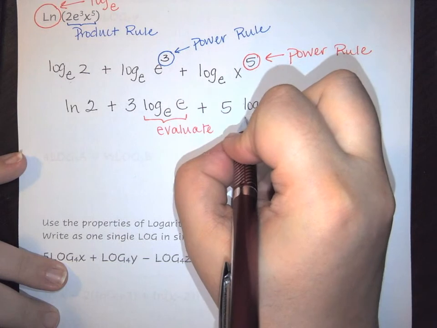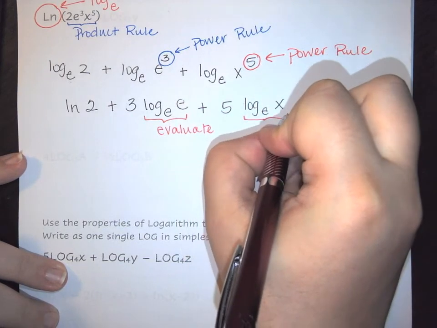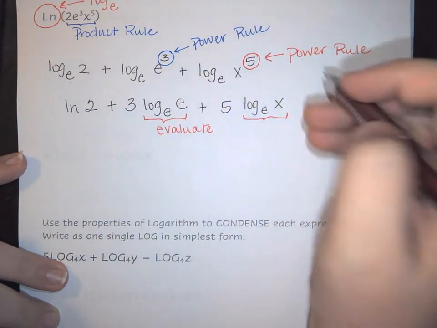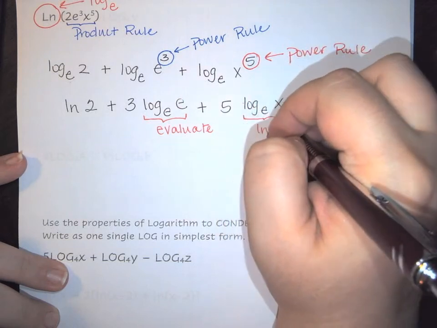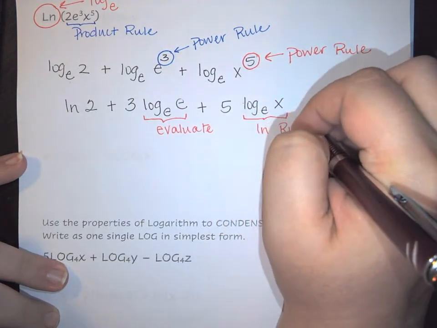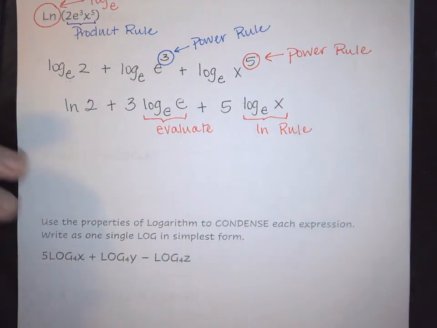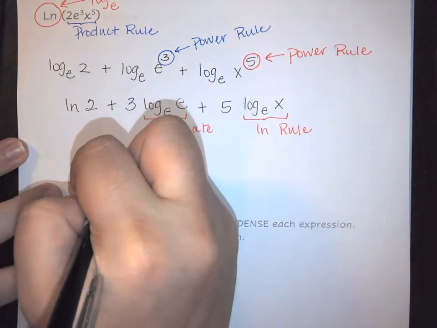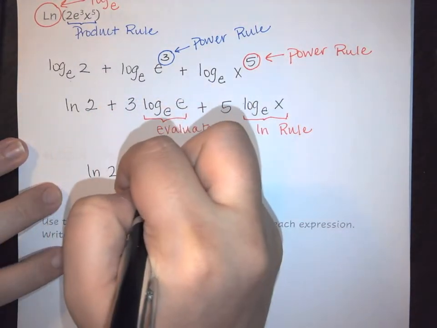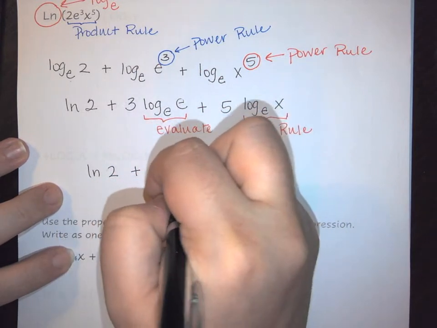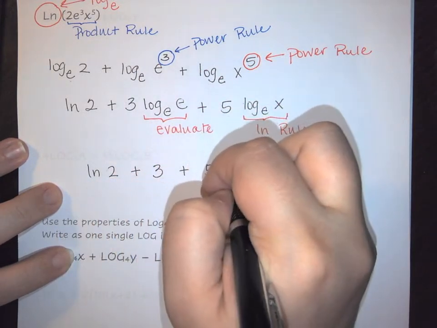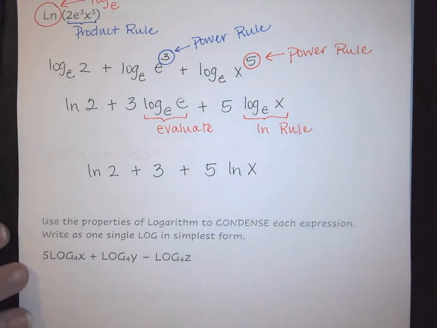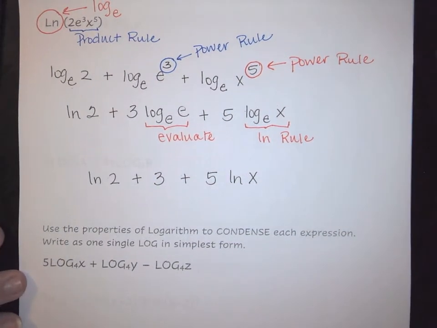Now the other thing that we have here is if we look, there is nothing to simplify to, so we have to use the natural log rule. And the only reason we do that is to make it look a little bit cleaner when we are putting together our results. And so here we would end up having the natural log of 2 plus 3 plus 5 natural log of x. And that would be the end result.